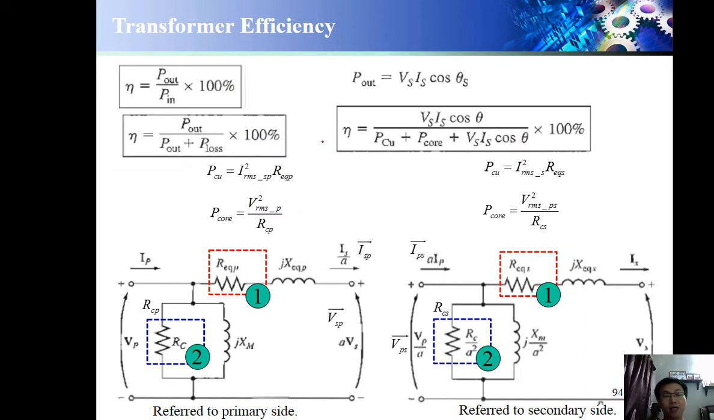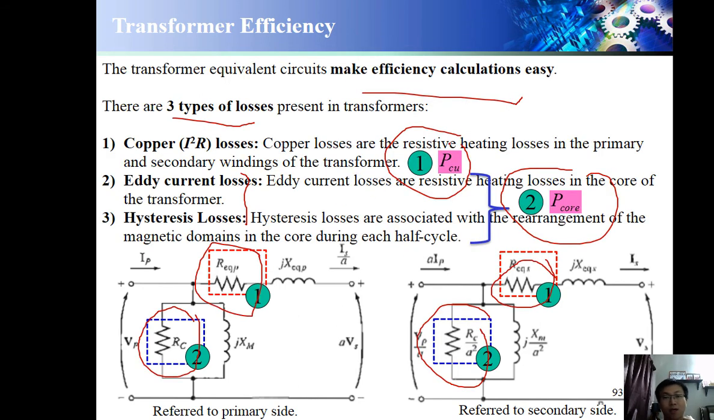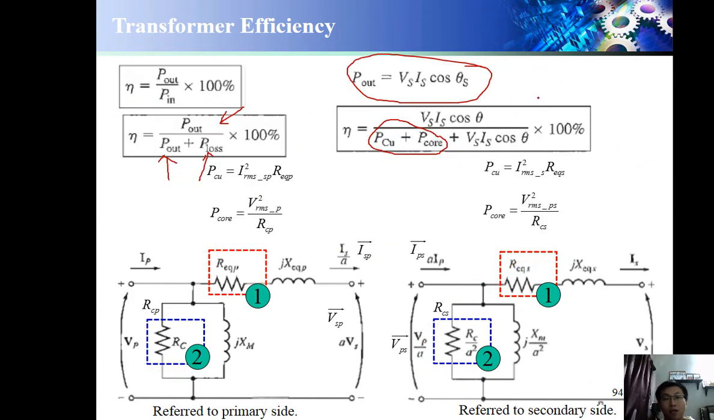Okay. So next, we need to know what formula we need to use first. Efficiency is P out divided by P in. P input is actually my output plus loss. Then my P out is actually V I times cos theta. My P loss comes from P copper plus P core. This is my P loss. Okay. So this is how we find our efficiency.